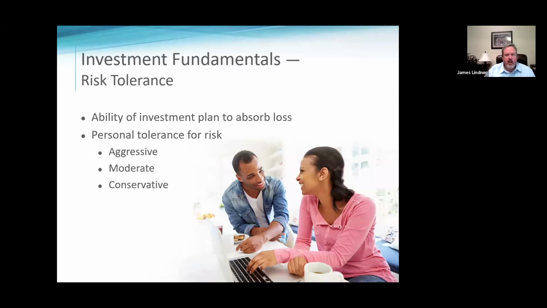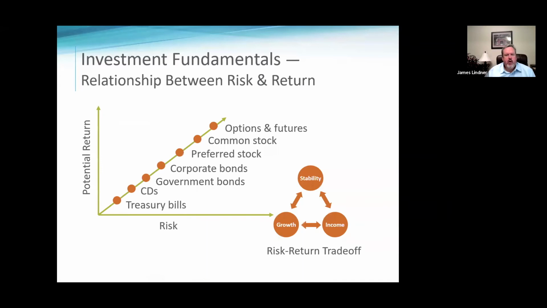Back to the risk tolerance here. It really does break down the ability of the investment plan to absorb the loss. What is your ability to go with those pressure points? And we'll break that down in a little bit. I kind of talked a little ahead there, but so investment, potential returns and risks.